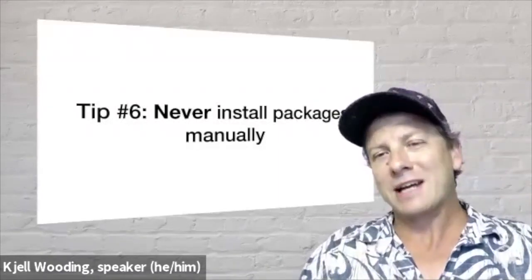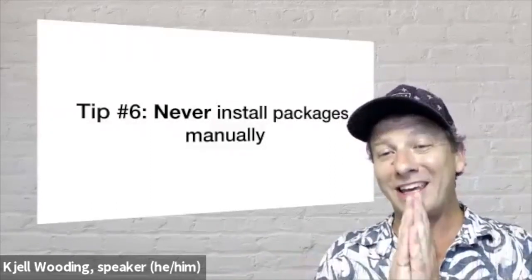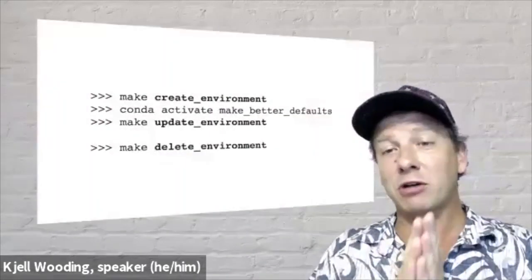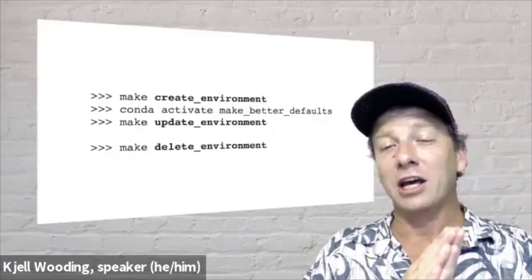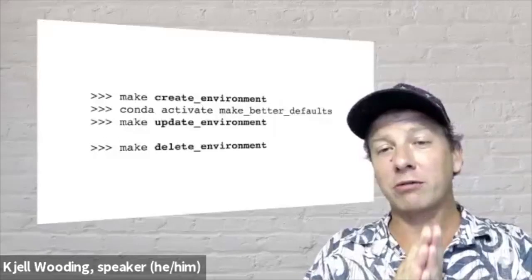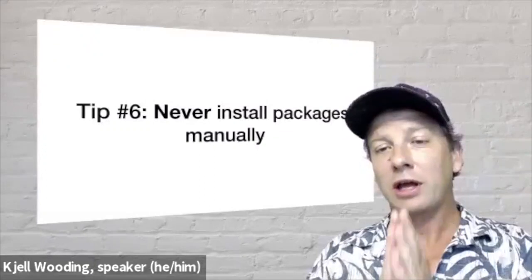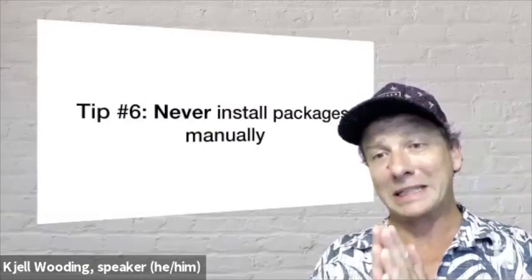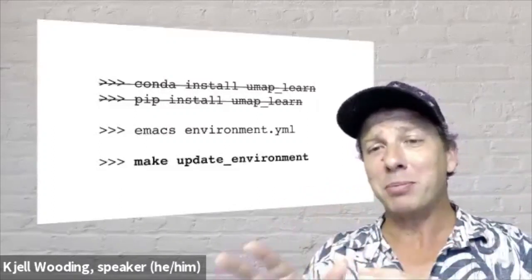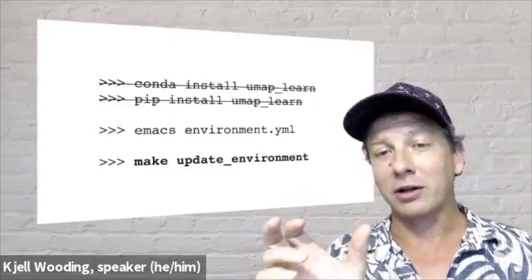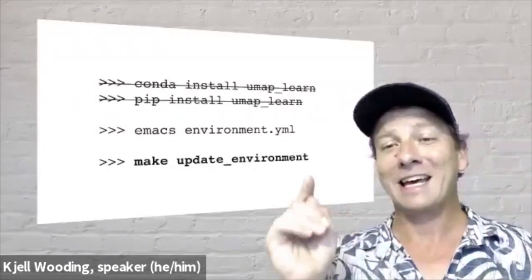Tip number 6 is actually more of a warning than a tip. All right, and that is that if you're going to follow along, if you're going to do this process, if you're going to script your Makefile creation, if you're going to go through the trouble of checking in your environment definition to your Git repo, then never, ever, ever install a package manually. Please don't type conda install anything. Don't type pip install anything. You've got a file, environment.yaml, where you specify what you want in your environment. Please edit that.